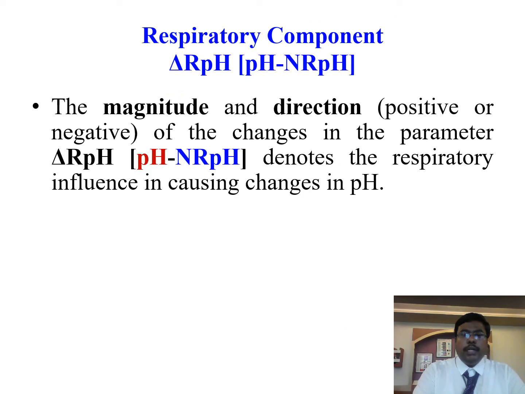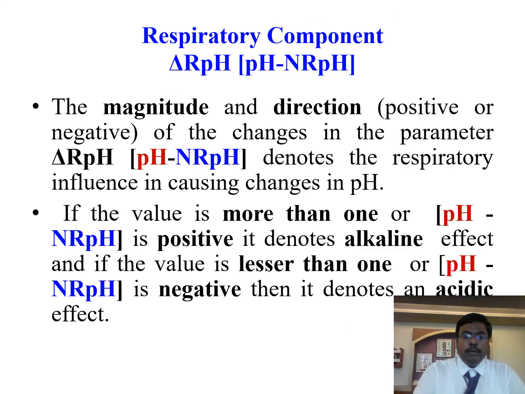So the respiratory component delta RPH, pH minus NRPH, the magnitude and direction denotes whether it is towards the positive side or towards the negative side. The magnitude and direction of the changes in the parameter delta RPH denotes the respiratory influence in causing changes in pH. If the value is more than 1 or pH minus NRPH is positive, it denotes alkaline effect, and if the value is lesser than 1 or pH minus NRPH is negative, then it denotes an acidic effect.